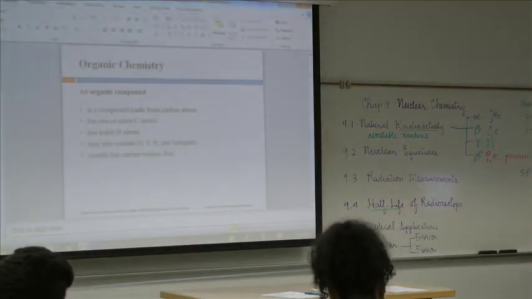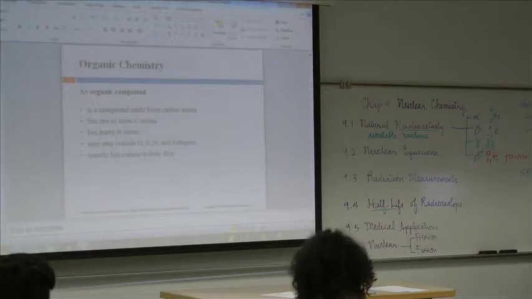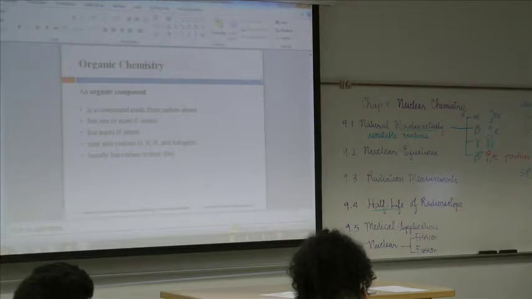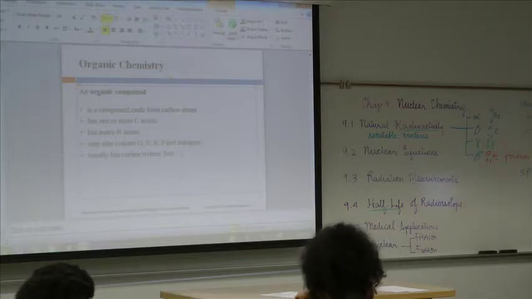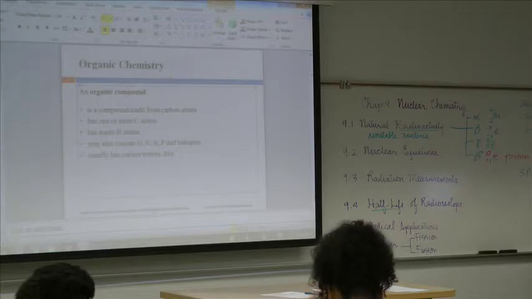So first, of course, we want to see what is organic chemistry? An organic compound can have carbon and hydrogen, and also oxygen, sulfur, nitrogen, and halogens, but should also have phosphorus too, actually, right? Like our DNA. And we need energy, adenosine triphosphate, so there's phosphorus also.